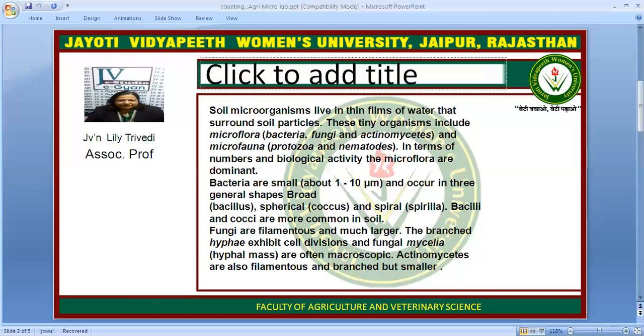The bacteria present are small, 1 to 10 micrometer, and occur in three general shapes: rod-shaped, that is bacillus, spherical, coccus, and spiral, spirillum. The cocci and bacilli are more common. The fungi are filamentous and much larger. The branched hyphae exhibit cell division and form fungal mycelia. They are often macroscopic. But the actinomyces, though filamentous and branched, are much smaller.